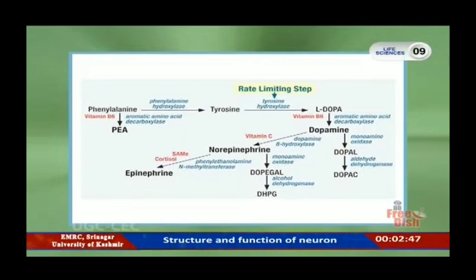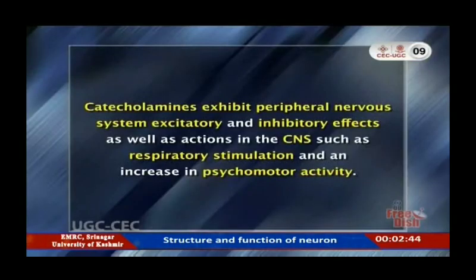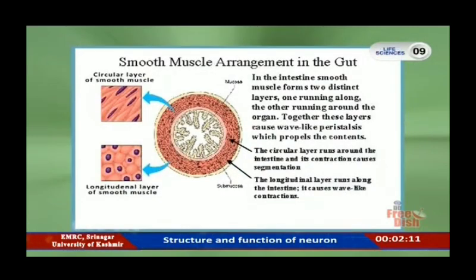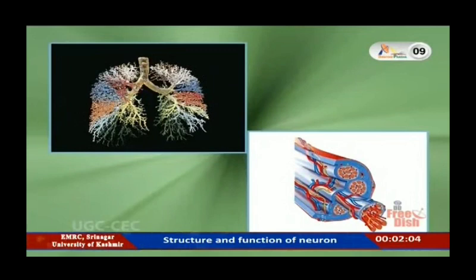and finally to epinephrine. Catecholamines exhibit peripheral nervous system excitatory and inhibitory effects as well as actions in the central nervous system such as respiratory stimulation and an increase in psychomotor activity. The excitatory effects are exerted upon smooth muscle cells of the vessels that supply blood to the skin and mucous membranes. Cardiac function is also subject to excitatory effects, which lead to an increase in heart rate and in the force of contraction. Inhibitory effects, by contrast, are exerted upon smooth muscle cells in the wall of the gut, the bronchial tree of the lungs, and vessels that supply blood to skeletal muscles.